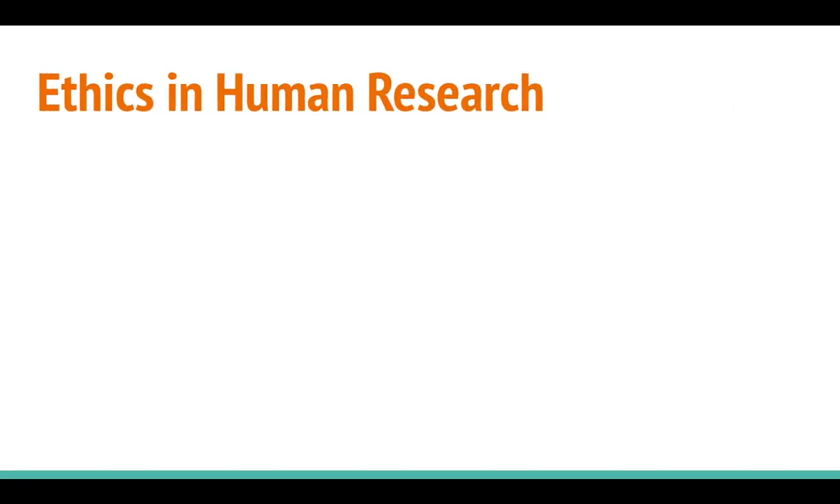Ethics in human research. We're studying humans. Psychology is a difficult science because we're not studying machines or parts. We are studying people. And so we have to consider ethics. So there's a few major things you have to consider when you're researching humans. First is protection from harm.